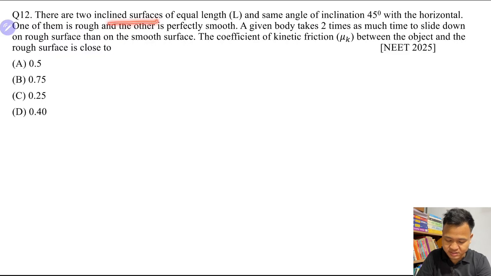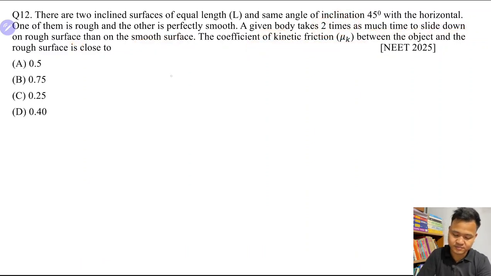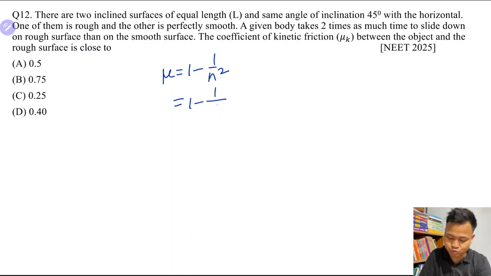Two inclined surfaces, angle of inclination 45 degrees. One of them is rough, the other is smooth. A body takes 2 times as much time to slide down the rough surface as the smooth surface. What is the coefficient of friction mu? This is a direct application. Mu was 1 minus 1 by n square, and n is 2, so n square is 4. So that means 1 minus 1 by 4, which is 3 by 4, that is 0.75.